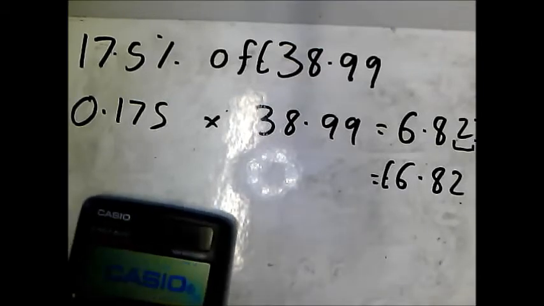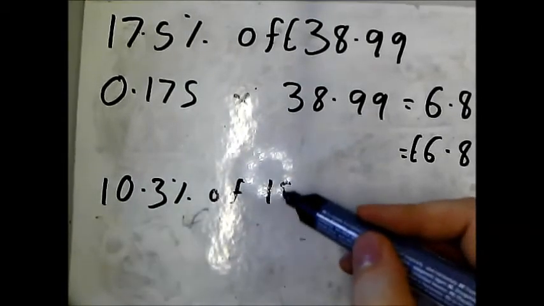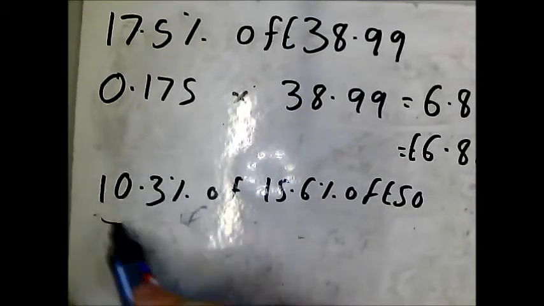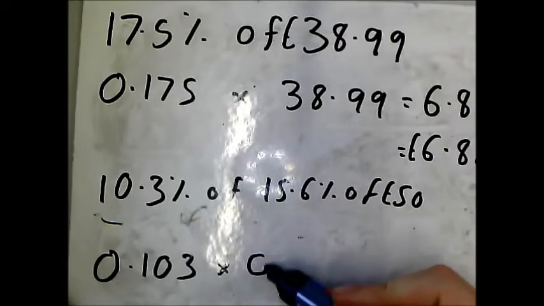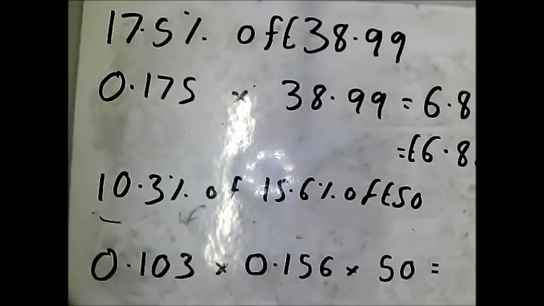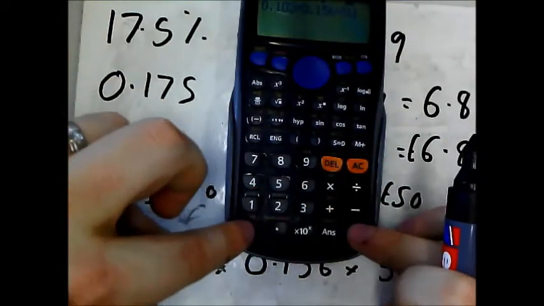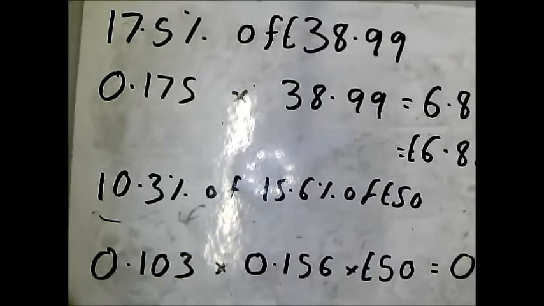Okay, final question. I want to find 10.3% of 15.6% of £50. Okay, so exactly the same thing. I'm going to turn this into a decimal. 0.103 multiplied by, this is a decimal, 0.156 times £50. Okay, so on my calculator this is 0.103 times 0.156 times 50. It's going to be a fairly small number. It turns out to be 0.8034. So it turns out this is only 80 pence. And that's the first 4 questions done.